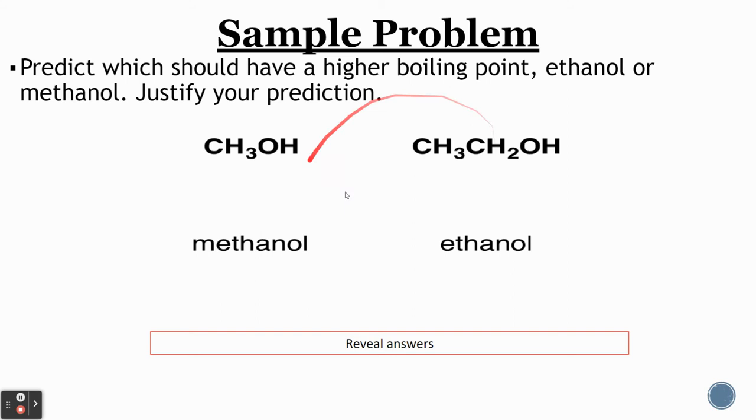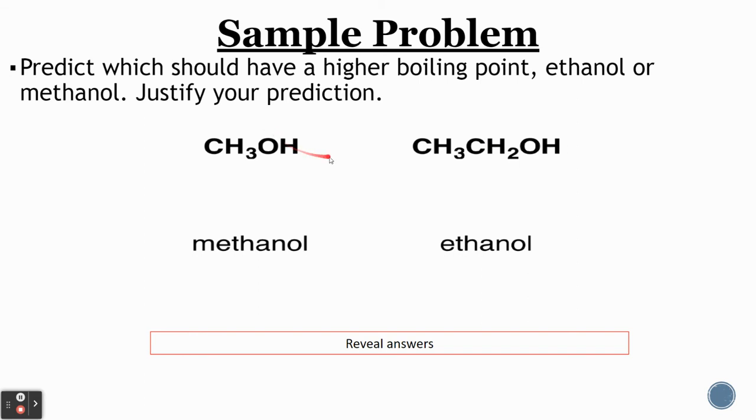So this one here is a very interesting one. I want you to pause the video, try it out, and then we'll check our answers. So predict which should have a higher boiling point, ethanol or methanol. Justify your prediction. So this is methanol, this is ethanol.